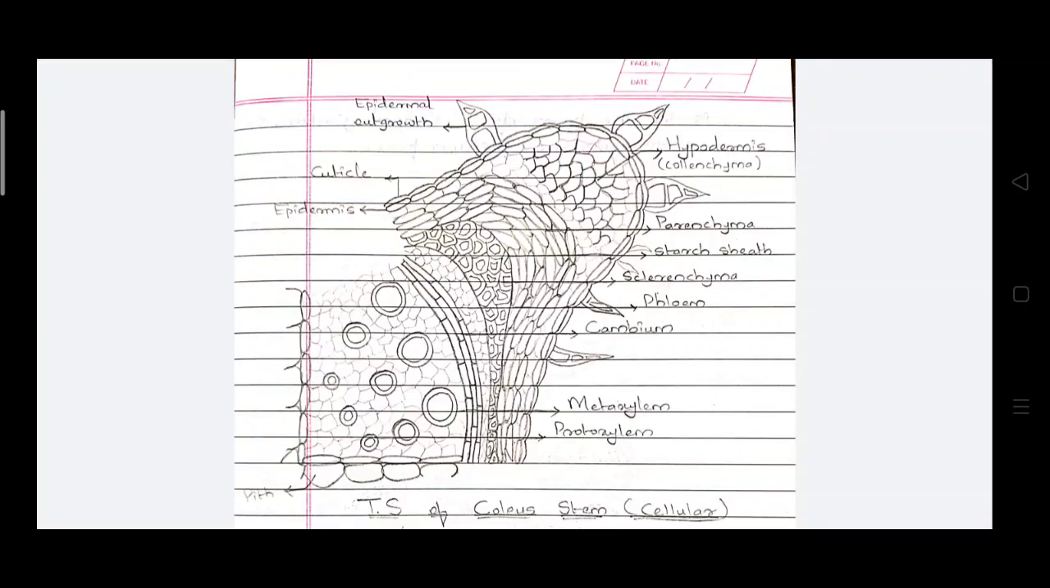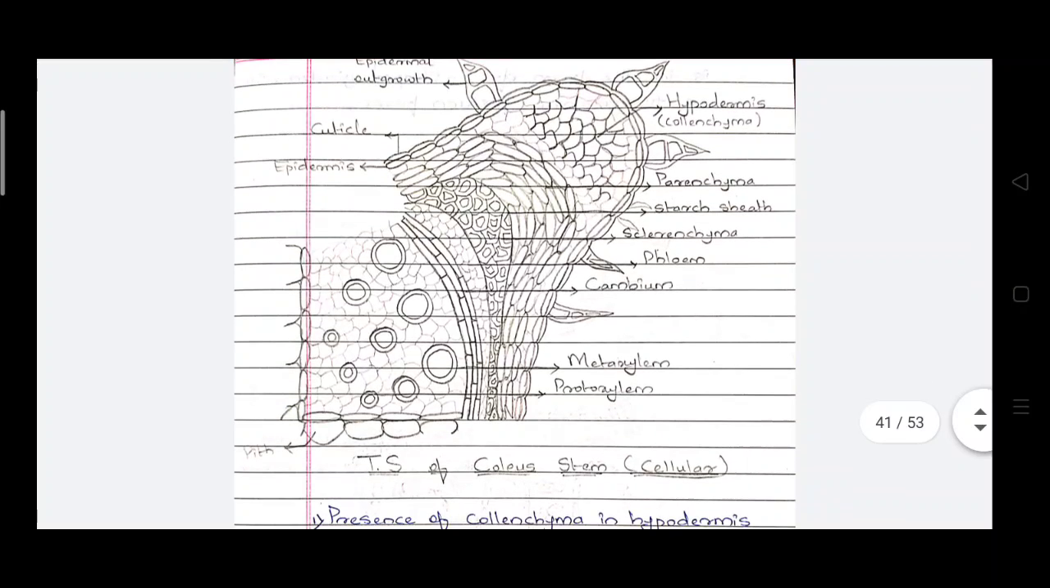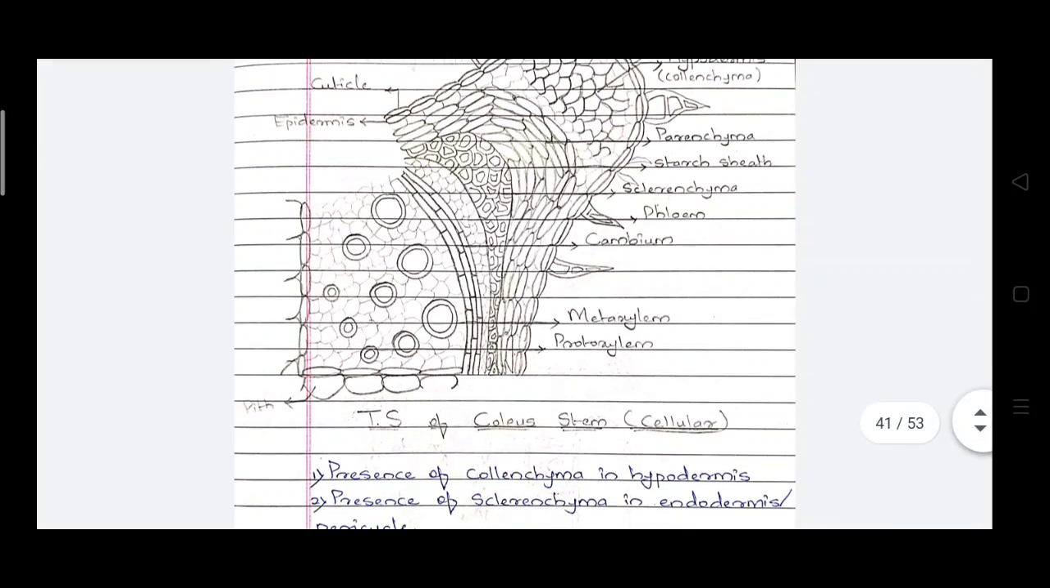sclerenchyma cells present. Then there is the phloem region, and at the inner side of this phloem region the cambium ring is present. After this cambium there are protoxylems and metaxylems, and at the center, or at the inner side, the pith region is present. So this is the cellular part of this coleus stem.